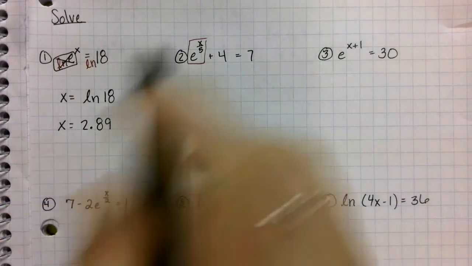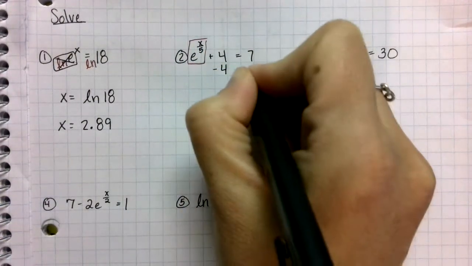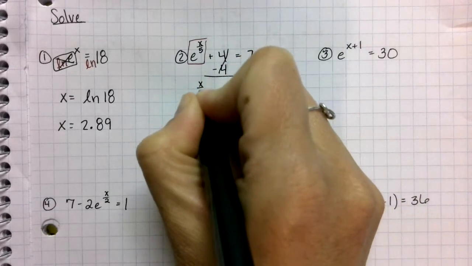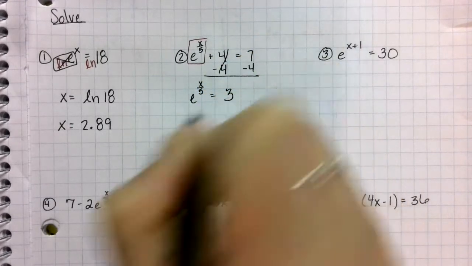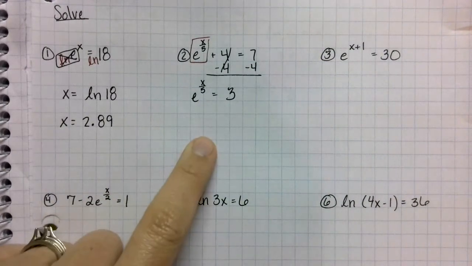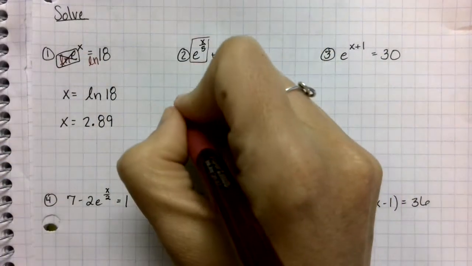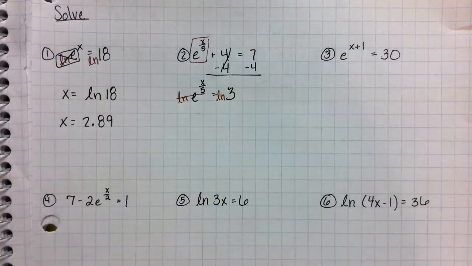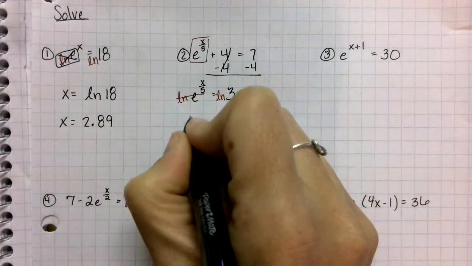For example number 2, you have to get the E component by itself first. That means the first thing I have to do is move the 4. So I'm going to have E to the power of x over 5 equals 3. Now this problem is very similar to number 1. So what we can do is take the natural log of each side. Natural log and E go away.